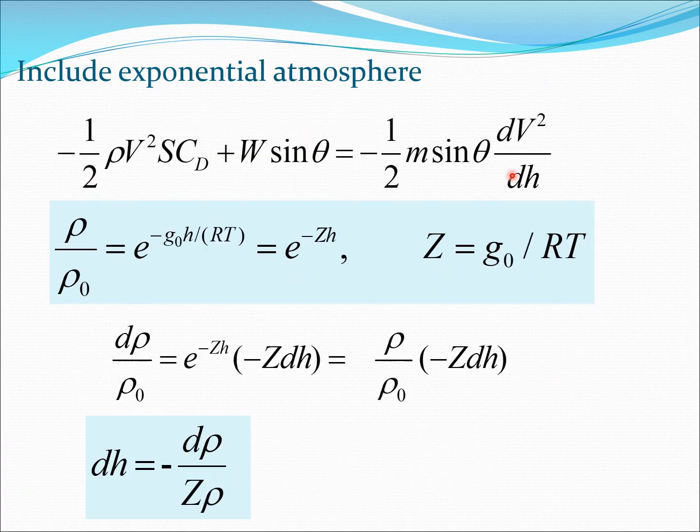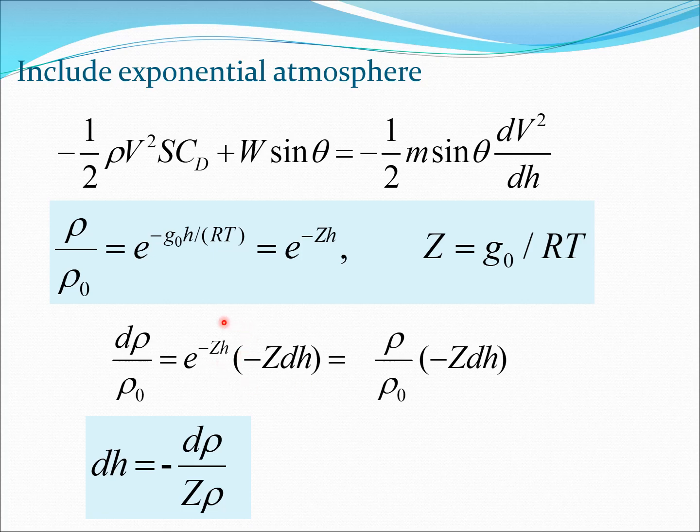Now I'm going to just write this equation, and now I'm going to bring in the exponential atmosphere into this problem. So remember, exponential atmosphere was ρ by ρ0 is e to the power minus zh, and so I differentiate this, so I get dρ by ρ0 is e to the power minus zh into minus z dh. So again, this essentially comes by simply differentiating this function here and h being a variable.